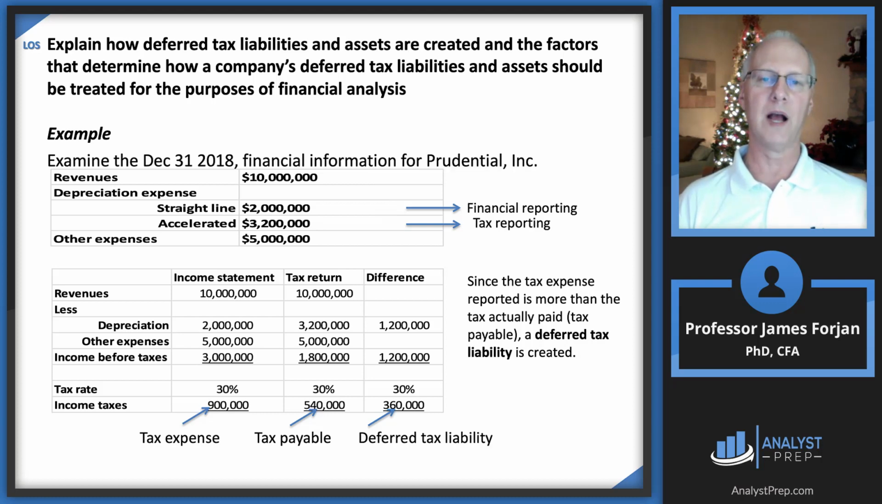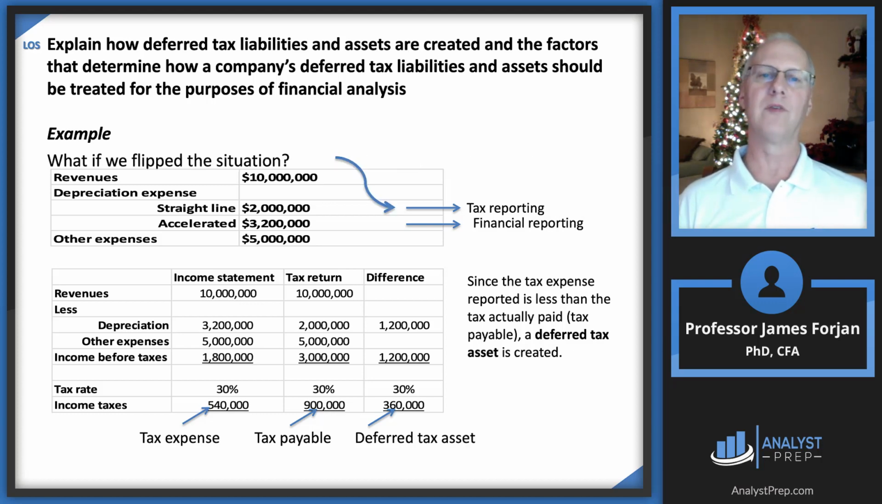So let me toggle back and forth here. These are two pretty good slides to illustrate the difference between straight line and accelerated depreciation. And of course, this holds true no matter what two different methods of depreciation a business uses. They're going to be different numbers. And so there's either going to be a deferred tax liability or a deferred tax asset.